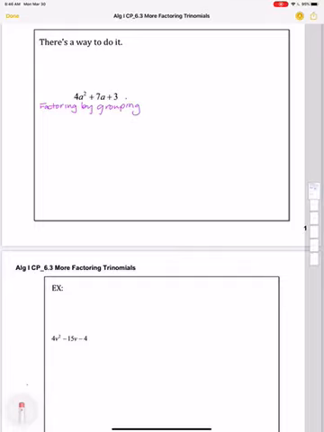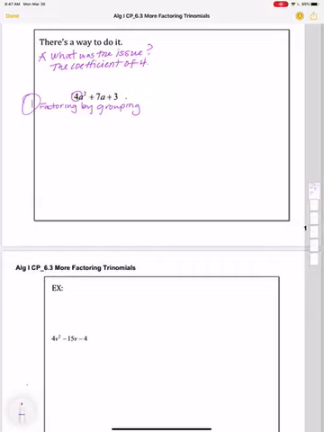The issue was the coefficient of 4 and the fact that the 4 isn't a GCF, so it's stuck there. Okay, so the first way we can do this is factoring by grouping, and we have to deal with this 4. So normally we would say what times what is 3.